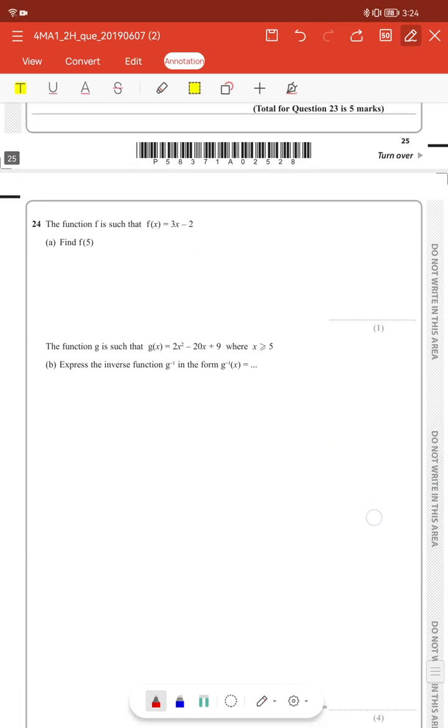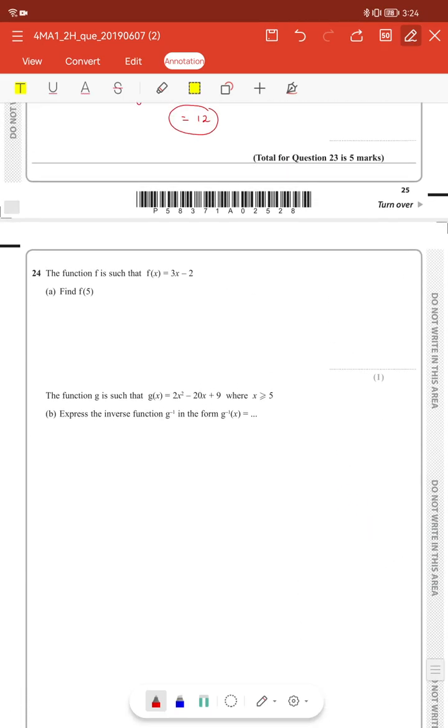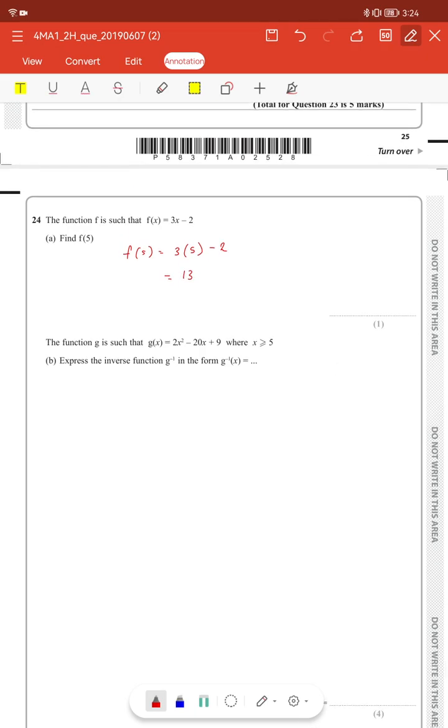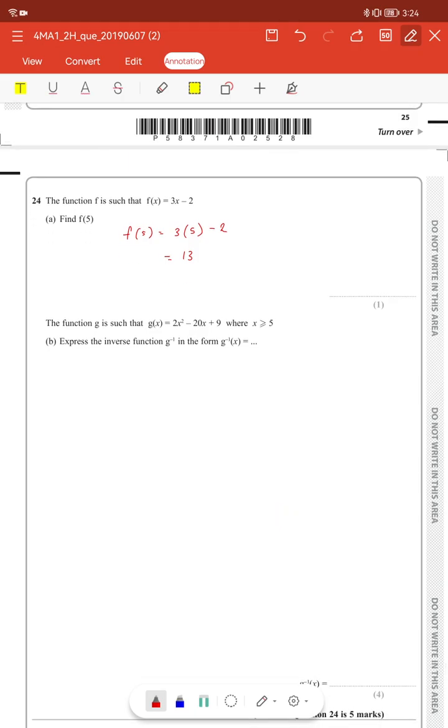And this is the last question. Find f of 2. So everywhere we see x, we're just going to substitute 2. Oh, sorry, it's not 5, it is 2. That makes more sense. So 15 minus 2 is 13. Function g of x is this. Express the inverse function g inverse of x in this form.